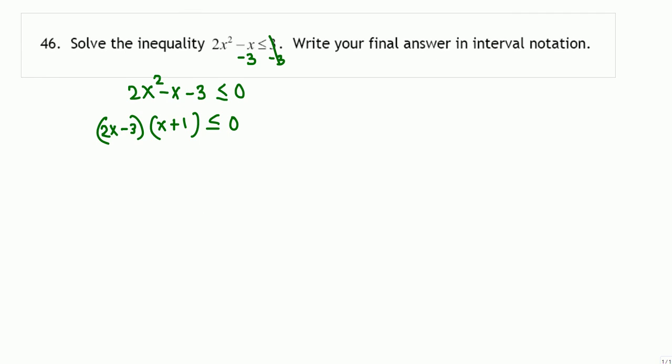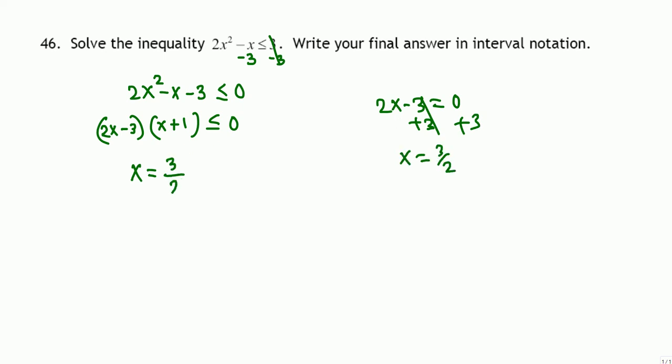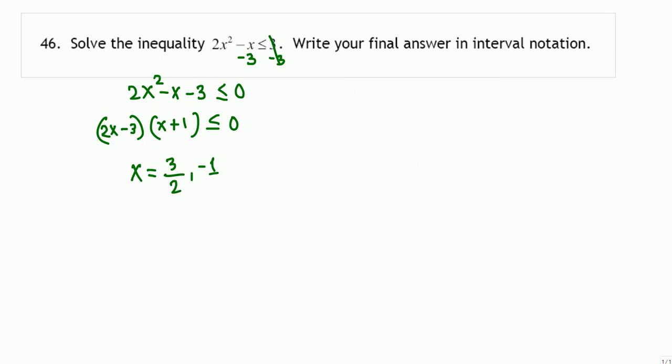Okay, once we factor, then we need to find the zeros. So 2x minus 3 becomes 0 when... and x plus 1 becomes 0 when x equals negative 1. And you can do 2x minus 3 becomes 0 when, move 3 over, that means add 3 to both sides and divide by 2, so 3 halves. And this becomes 0 when x equals negative 1. Okay, so you find the zeros.